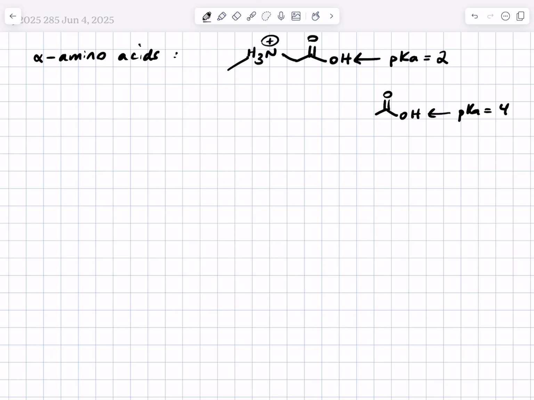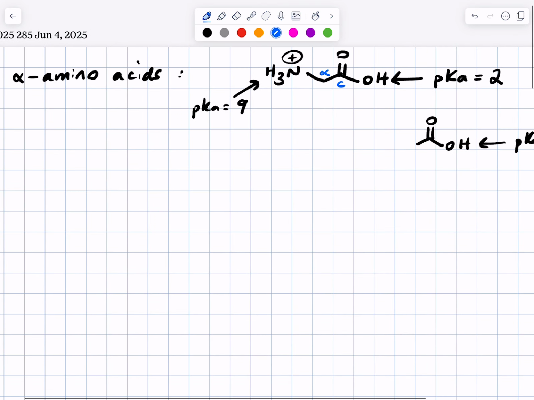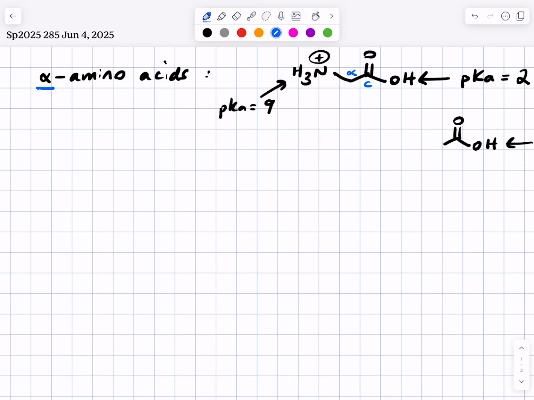The pKa of this ammonium group is also a little bit lower than expected for a typical ammonium group. It ends up being around 9, and that's because of the presence of the nearby electronegative oxygens that pull electron density away from the nitrogen and stabilize the conjugate base. So that's the basic structure. You have a carbonyl carbon, you have an alpha carbon, and then you have a nitrogen. The nitrogen is on the alpha carbon, which is why we call this an alpha amino acid.